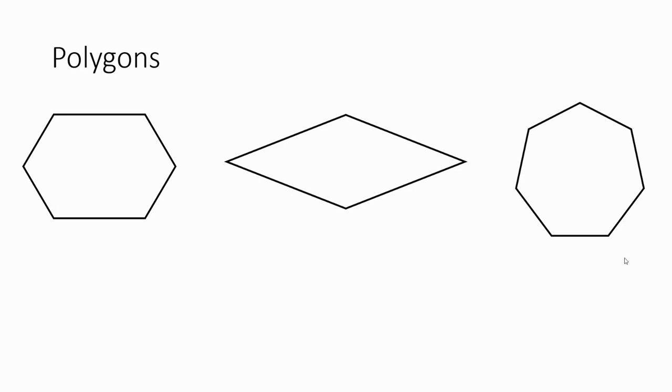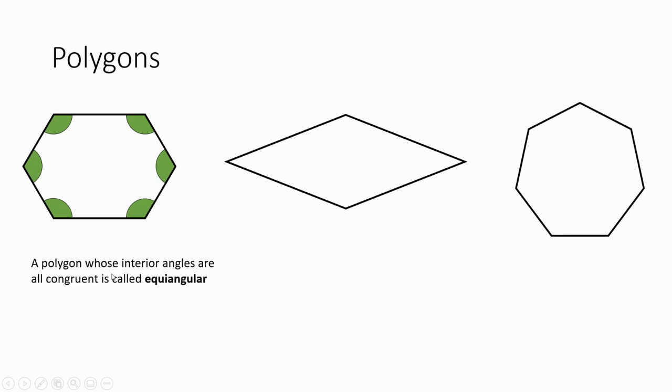So here are some rather more routine-looking polygons, more standard-looking ones. This one has all 6 angles the same. A polygon with all the angles the same, or all the interior angles the same, is called equiangular. And we should use the proper word congruent to say that these angles have the same size.